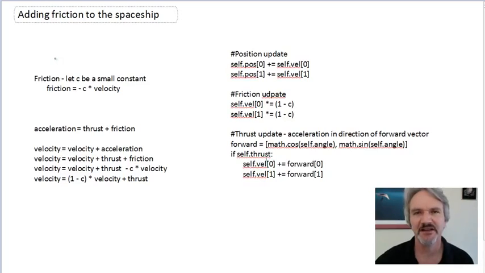Okay, let's finish off our lecture and talk about how to add friction to our model of the motion of the spaceship. The first thing you might ask is, why do we bother putting friction in? I mean, it's a vacuum in space. There shouldn't be any friction. Well, there are a couple of reasons we're going to add in friction. One is it makes controlling the spaceship a little easier.